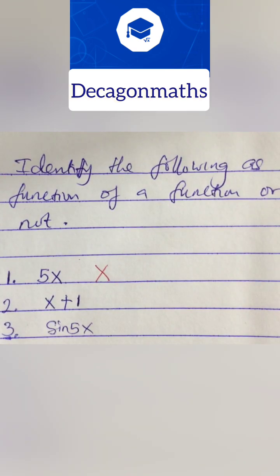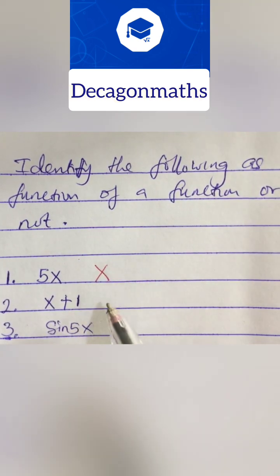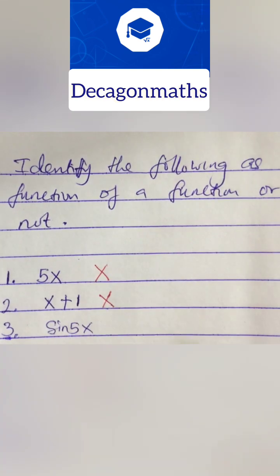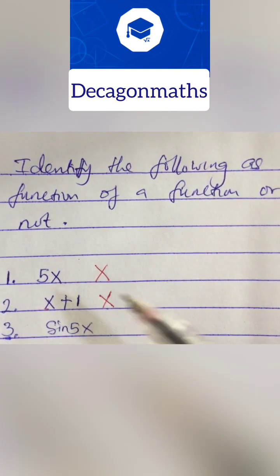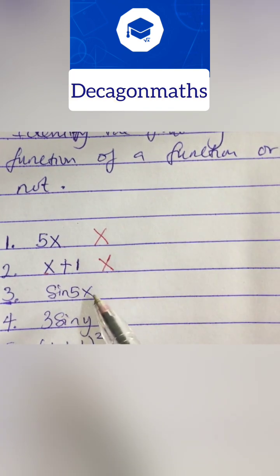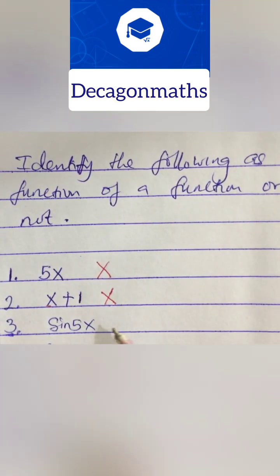What about x plus 1? This is not a function of a function, because for any value of x that we know, we just add 1 and then we get our value, right? What about sine 5x? Sine 5x is actually a function of a function. Yes, because 5x is a function, right? Then we now have to find the value of sine 5x, because we have to find 5x before we get sine 5x. That means sine 5x is a function of a function.